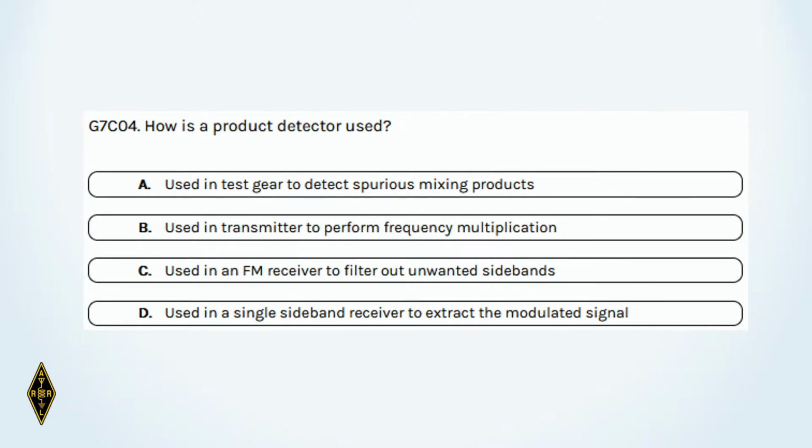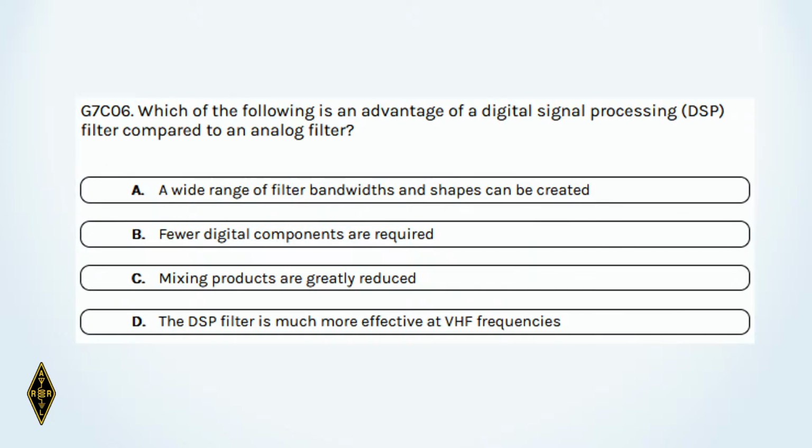And how is a product detector used? Delta, perfect. Used in a single sideband receiver to extract the modulated signal. It's also used for Morse code as well.